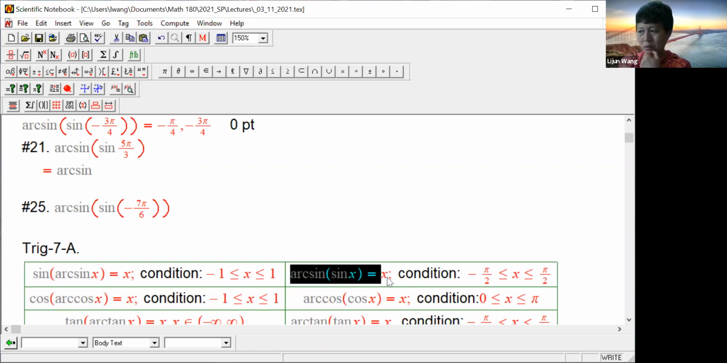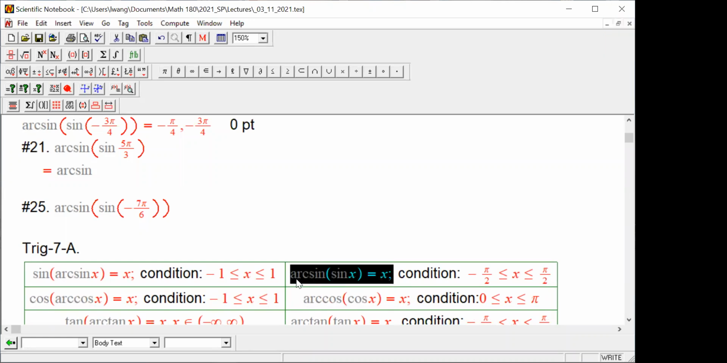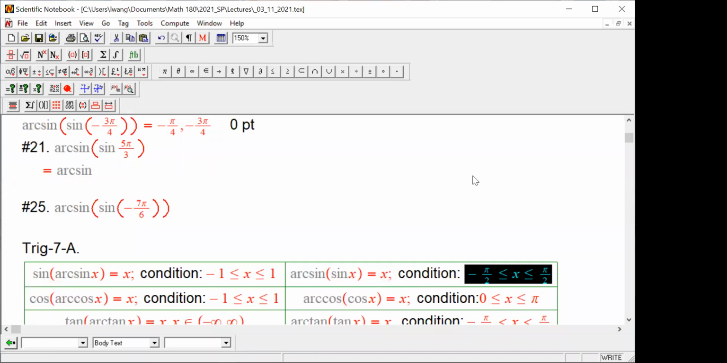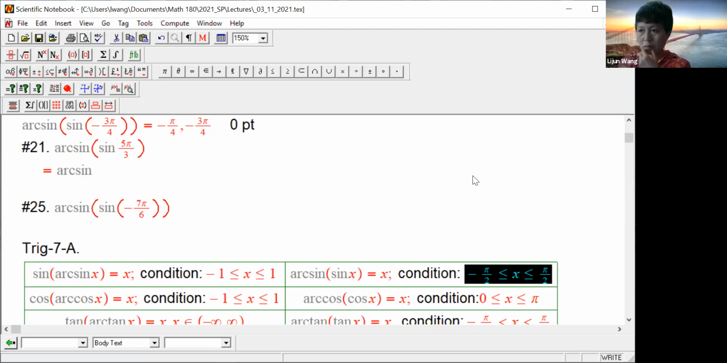Do you mean this one? Yeah, exactly. You're telling me 5 pi over 3 satisfies that condition? Is that what you're saying? Oh, no, it doesn't. So what do you do there? Even though 5 pi over 3 terminates in the fourth quadrant, it doesn't satisfy this condition.